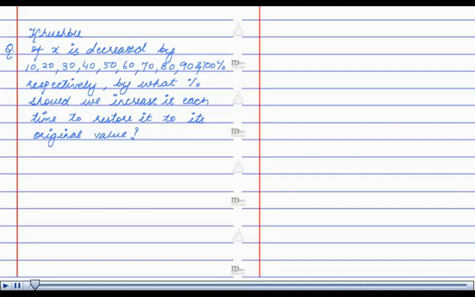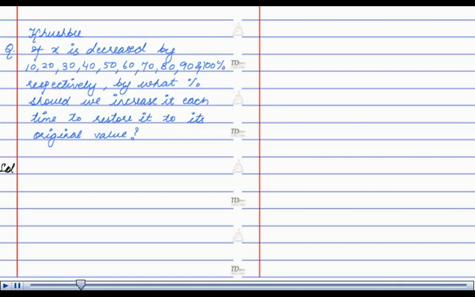Hello, I'm Khushbu. The question is, if x is decreased by 10, 20, 30 and so on up to 100% respectively, by what percent should we increase it each time to restore it to its original value?